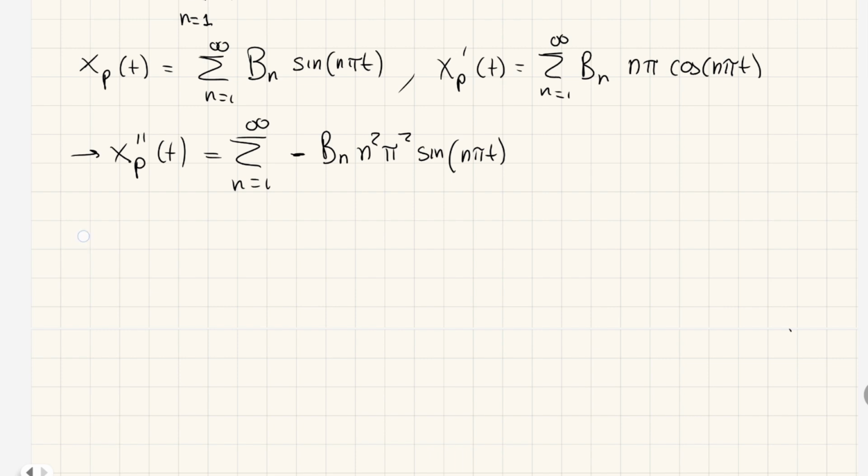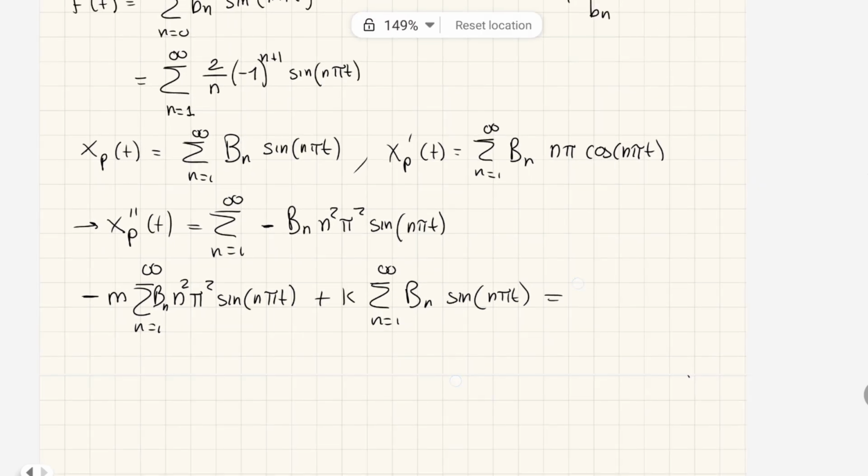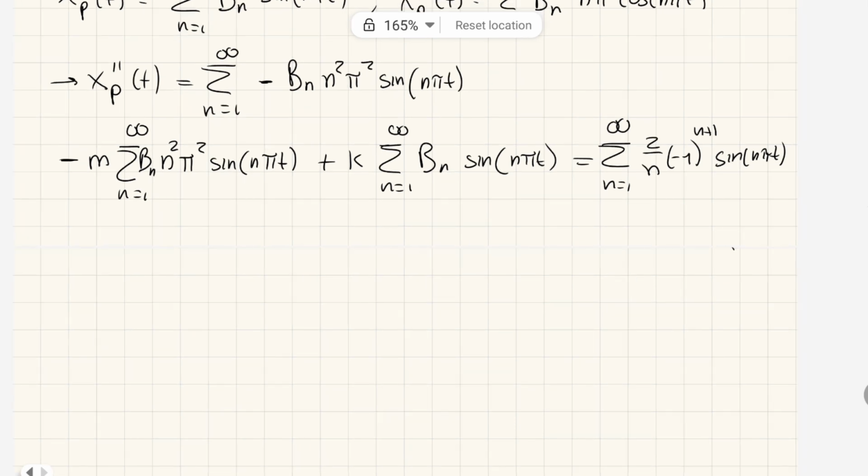If we substitute this into the differential equation that we have, we are going to get minus m, the sum from n equals 1 to infinity of b sub n n squared pi squared sine of n pi t, and I forgot a b sub n here, then plus k times x, which is the sum from n equals 1 to infinity of b sub n sine of n pi t, and this is going to be equal to the f of t that we found, which is the sum from n equals 1 to infinity of 2 divided by n times minus 1 to the n plus 1 sine of n pi t. Perfect.